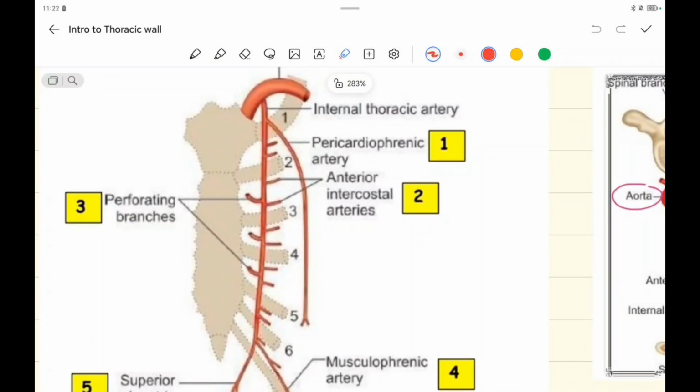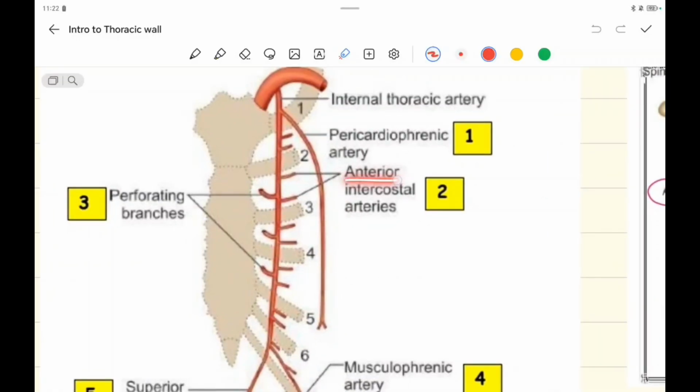Now, during its course, it's also giving out some other branches. So let's see what these things are. First of all, we have the long pericardiophrenic artery, and this supplies the pericardium, the diaphragm, and the pleura. And we also have anterior intercostal arteries. We're also going to be looking at these arteries specifically later in this video. And we also have the perforating branches. Perforating branches, the main ones are the second, third, and fourth. And they supply the mammary gland, and they go along with the anterior cutaneous nerves, accompanying the anterior intercostal nerves to supply the mammary gland.